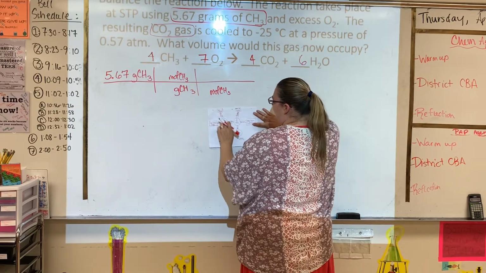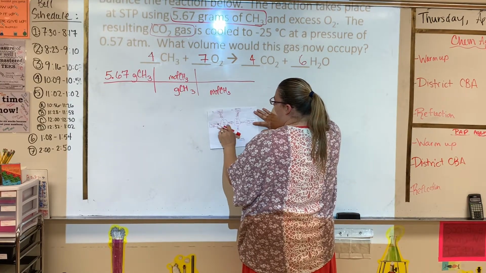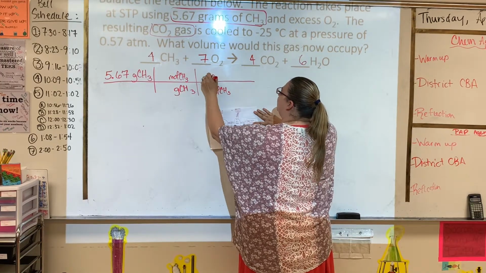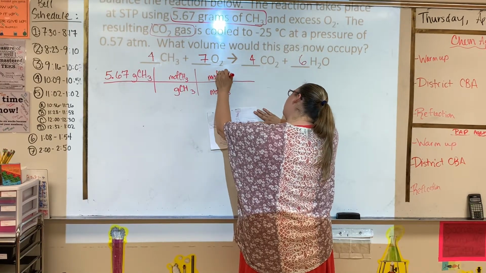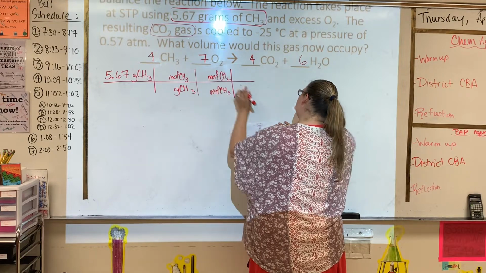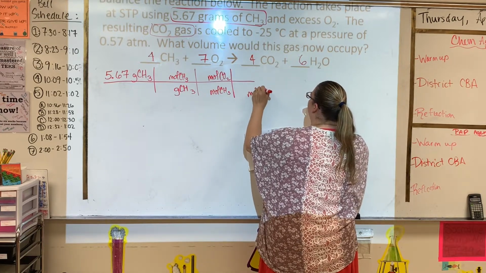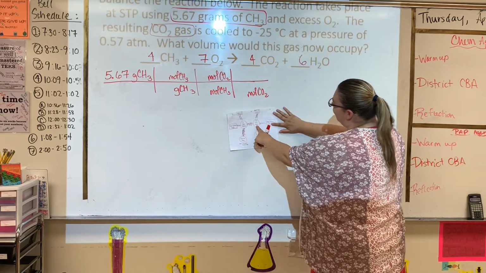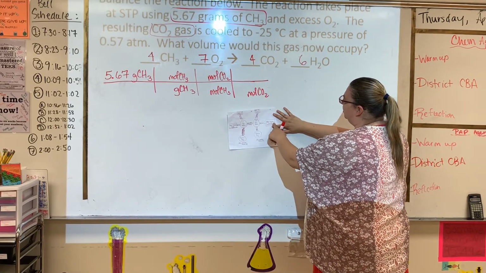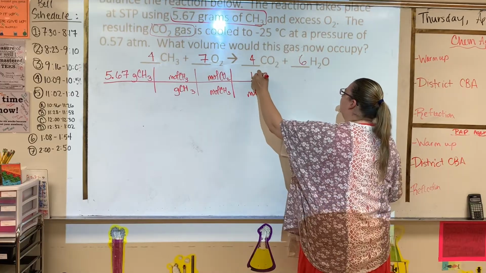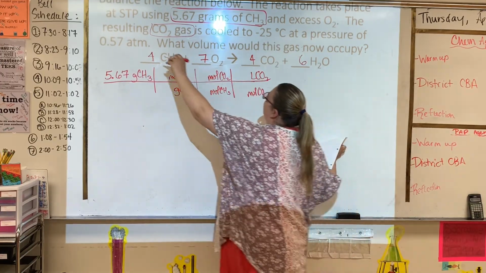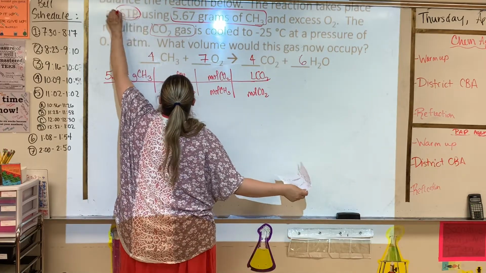The next step is to go across the mole ratio bridge from moles of A to moles of B. So we're going from moles of CH3 to moles of CO2. Drop it down. Okay. Our last step is to go from moles of CO2 to liters of CO2. And again, we can only do that because the reaction takes place at STP.